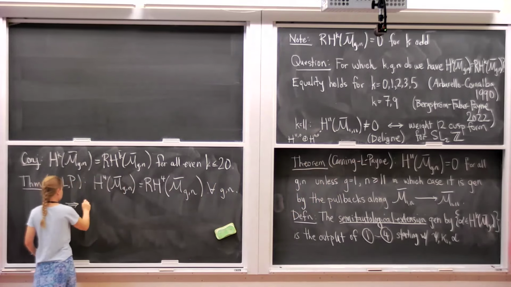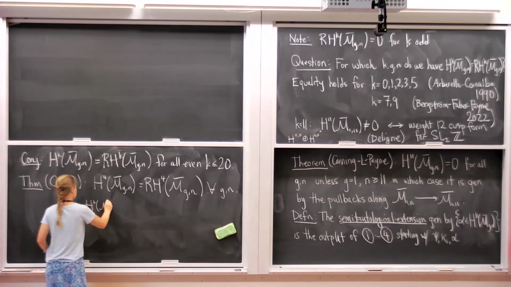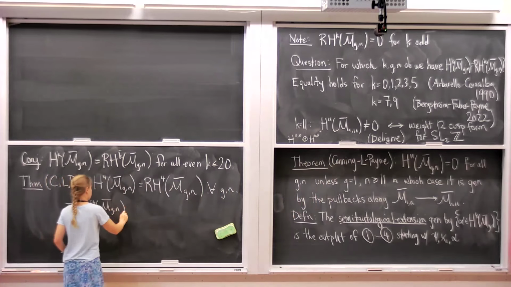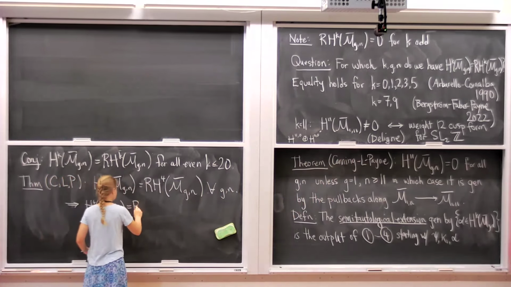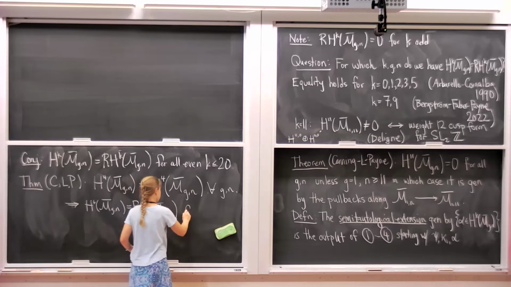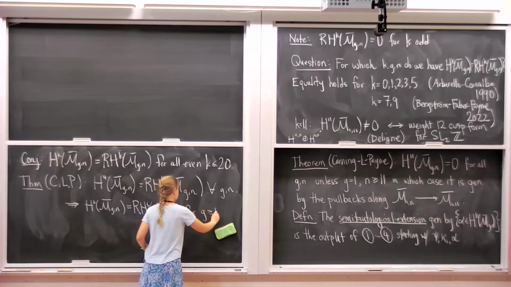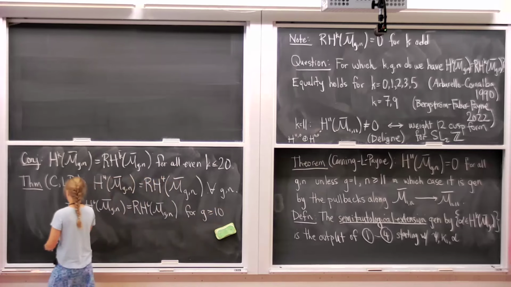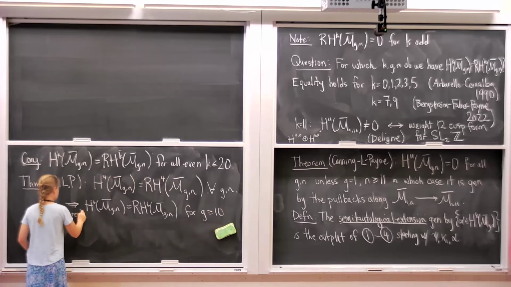And I'll note this implies that H^6 of M_{g,n} bar is equal to RH^6 for g greater than or equal to 10. This is by a result of Harer.